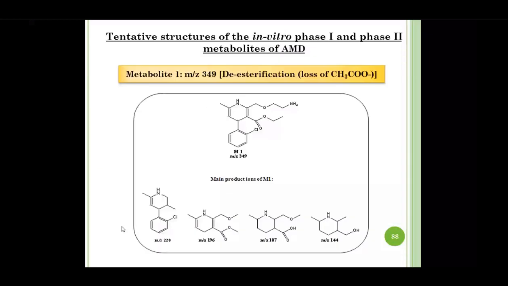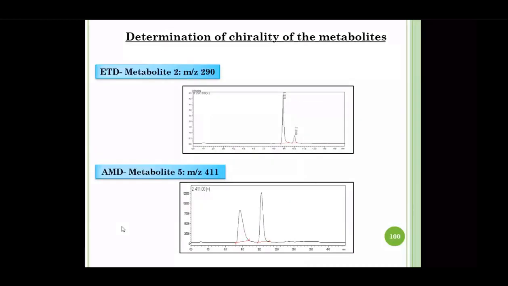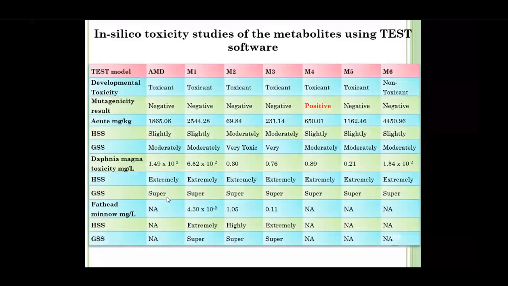So this is the chiral inversion study. You can see, instead of getting the peaks in the same area ratio, because we started with the racemic mixture of the drug, we could see that there is some kind of inversion happening in case of some metabolites. These are all the toxicity studies of metabolites. This is the conclusion. Okay, so fine.